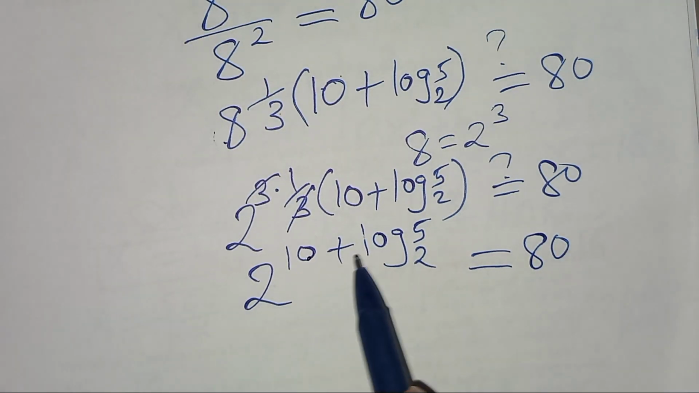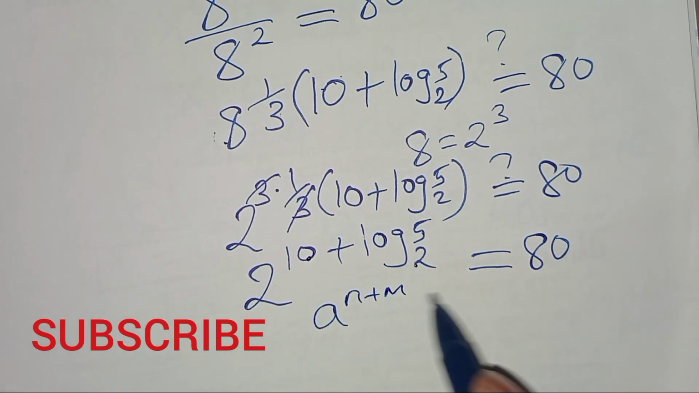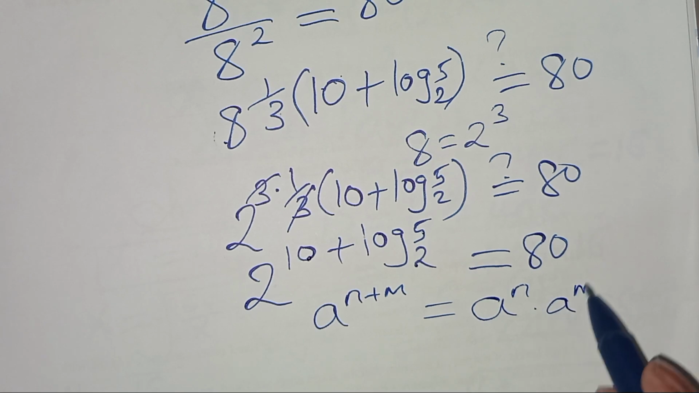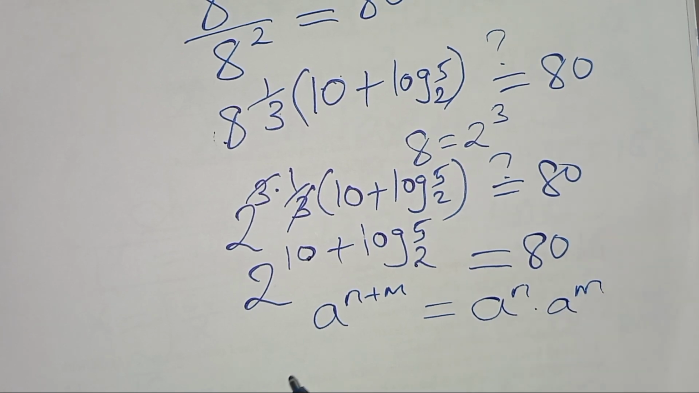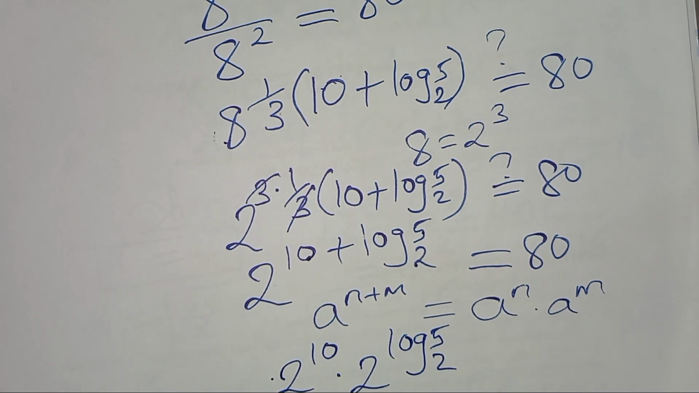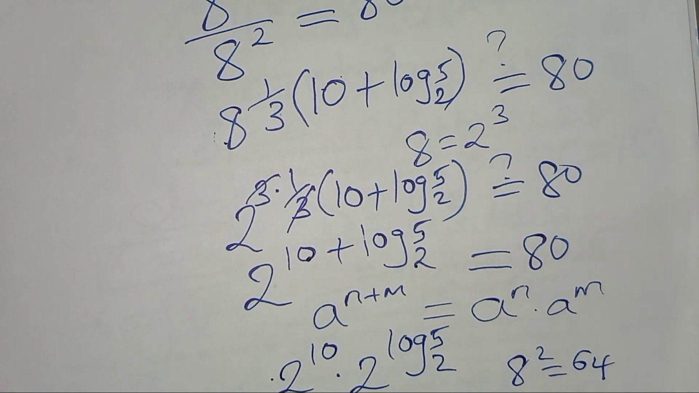Now 2 to the power 10 plus log 5 to base 2 is in the form of 2 to the power n plus m, which we can express as 2 to the power n multiplied by 2 to the power m. Applying this property, this is the same thing as 2 to the power 10 multiplied by 2 to the power log 5 to base 2, all this divided by 8 squared. 8 squared is the same thing as 64. So divided by 64, this should give us the value of 80.